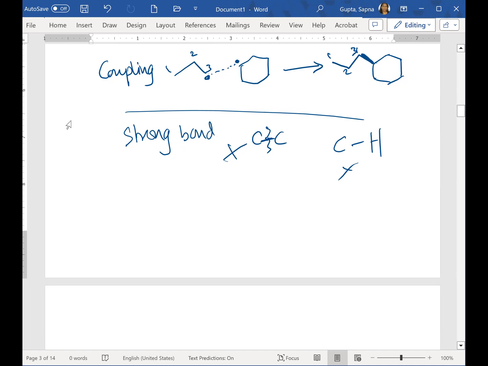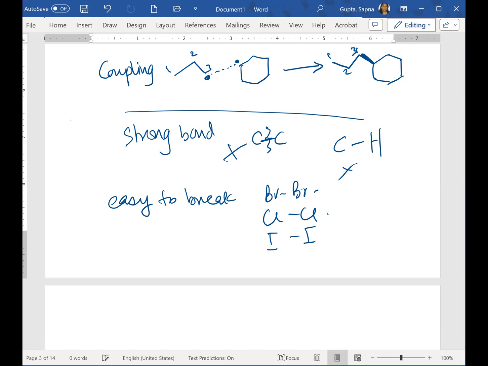So the bonds that are easy to break are going to be, for us, bromine and chlorine, some peroxides, and iodine. Fluorine is also actually pretty easy to break. Fluorine, it's just unbelievable. So all of these break. This one is very slow. That's all.